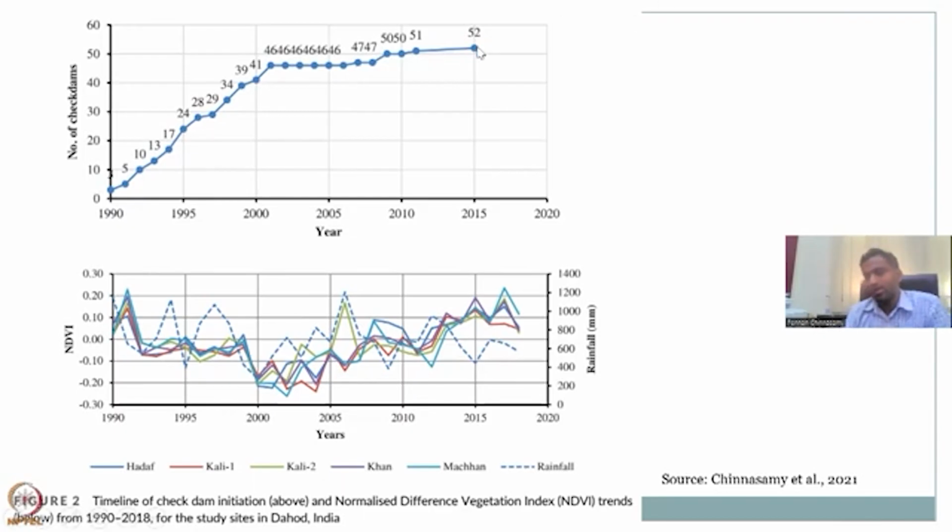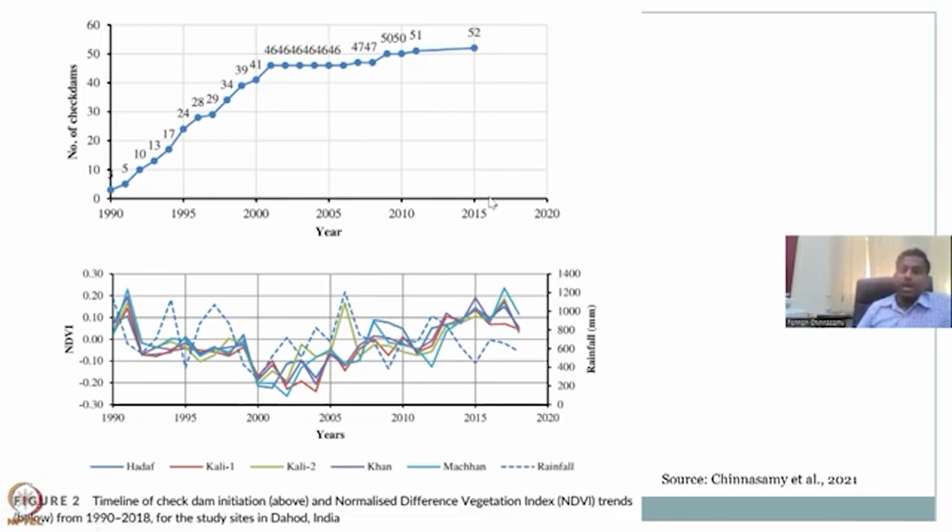So we used our data until 2015. We wrote the paper around 2019, and it got published around 2021. So the idea here is we had collected the locations and the time of the check dams. So now you have 1990 to 2015, the check dams.